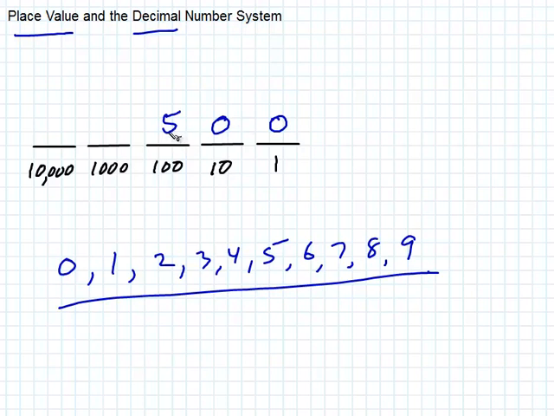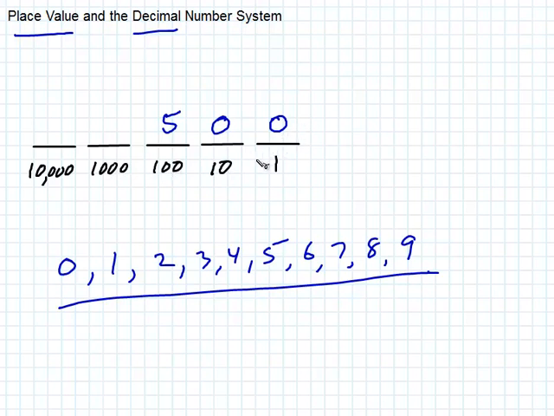So every time you move the digit one place to the left, it makes it worth 10 times as much. So 10 is 10 times as much as 1, 100 is 10 times as much as 10, 1,000 is 10 times as much as 100.